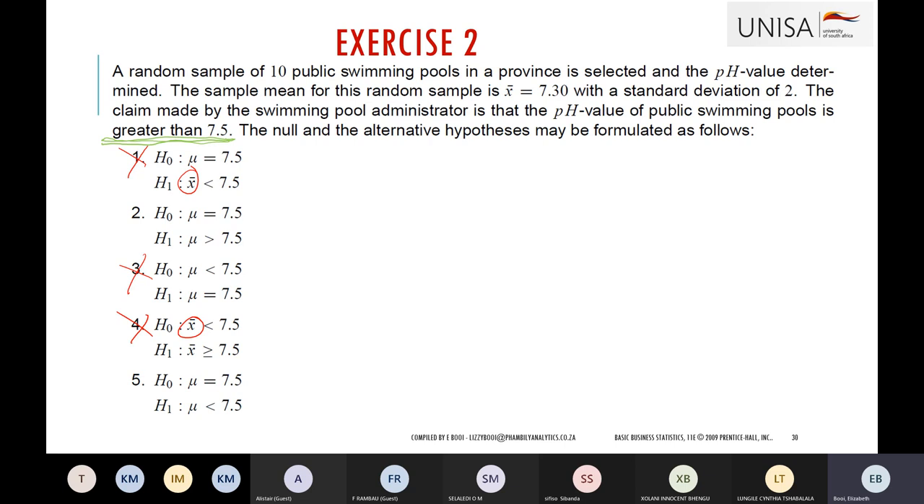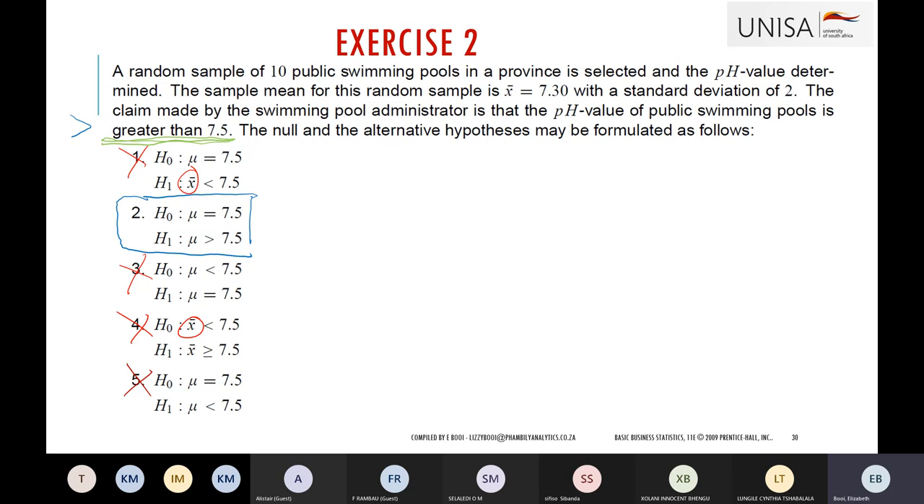Now, the only thing left is for us to look at the two statements in relation to the main statement given. The statement said it's greater than. So greater than means the statement should look like that. If the statement should be greater than, this one is less than, therefore this is incorrect. And then there you have your answer. So option number two is the correct one.